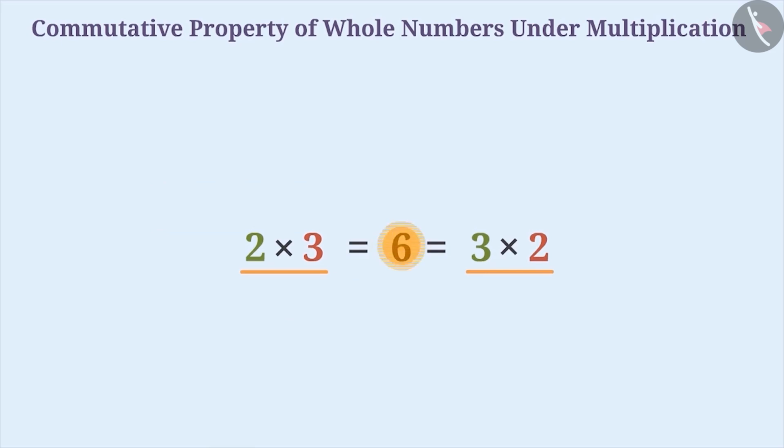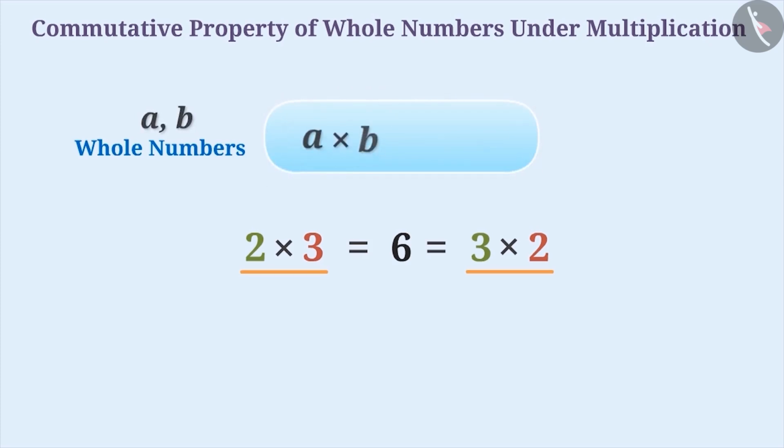Therefore, for any two whole numbers A and B, the product of A and B is equal to the product of B and A. Thus, we can say that the multiplication of whole numbers is commutative.